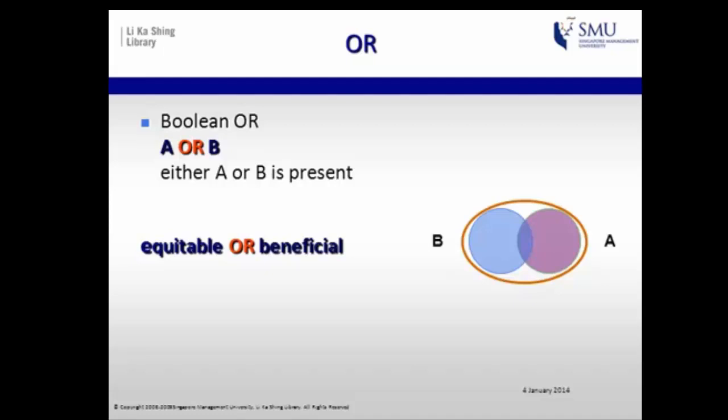The OR operator serves to expand your search. You will use it when you want to specify alternative keywords. For instance, entering equitable OR beneficial will retrieve documents that have either the term equitable or the term beneficial. This function is also useful for abbreviations. So for instance, if you were looking for cases involving DBS, you might search for DBS OR Development Bank of Singapore.